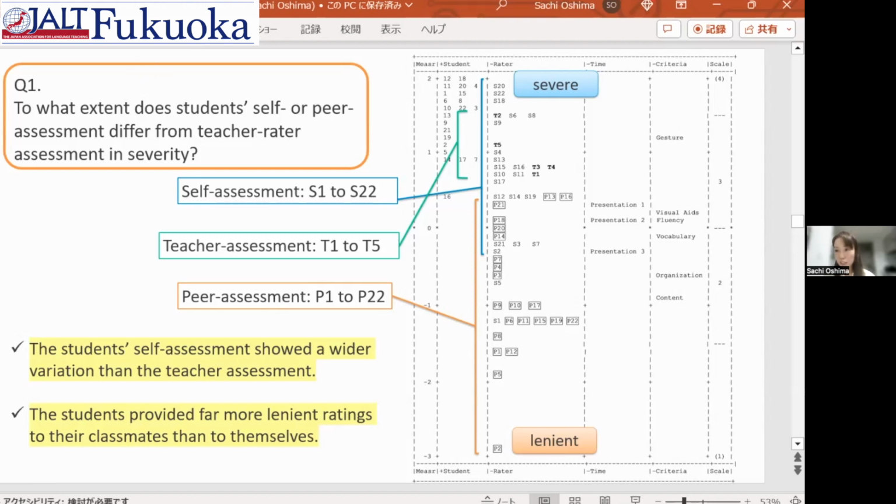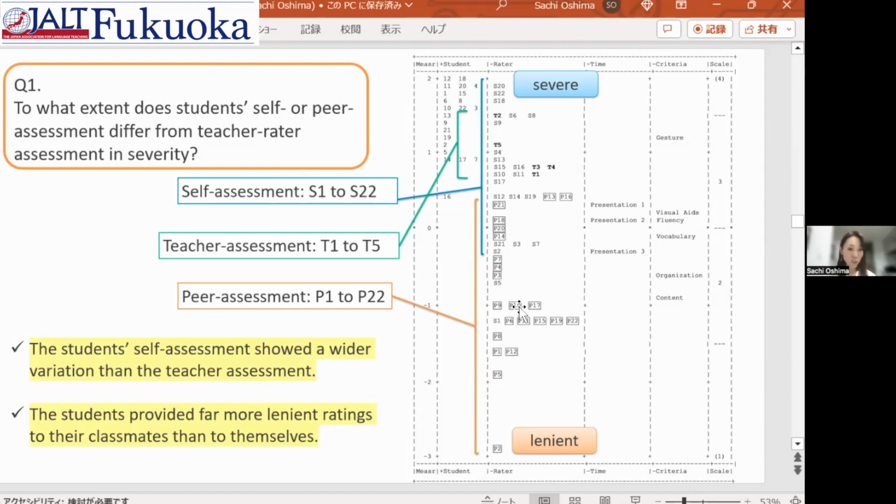But roughly speaking, in this chart, or in other words, it's called a Wright map, the higher the raters are located, the more severe raters they are. The lower the raters are located, the more lenient raters they are. So student self-assessment, student 1 to student 22, is located from here to here, the blue line. And student peer assessment, P1 to P22, ranges from here to here, the orange line. You can clearly notice that the students provided far more lenient ratings to their classmates than to themselves. So student self-assessment tends to be very, very severe.